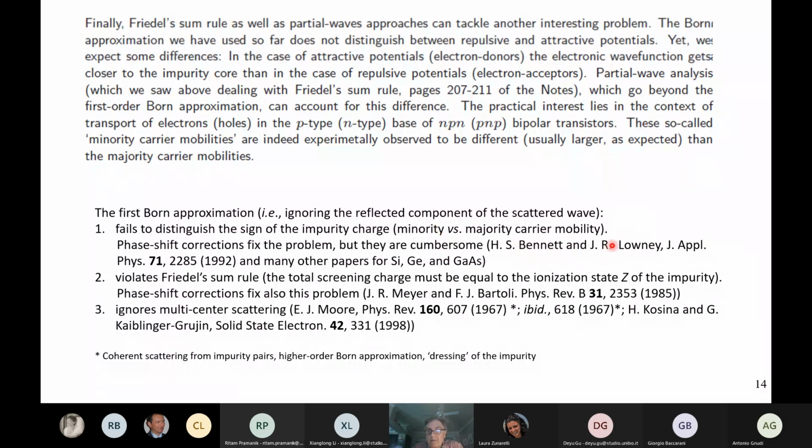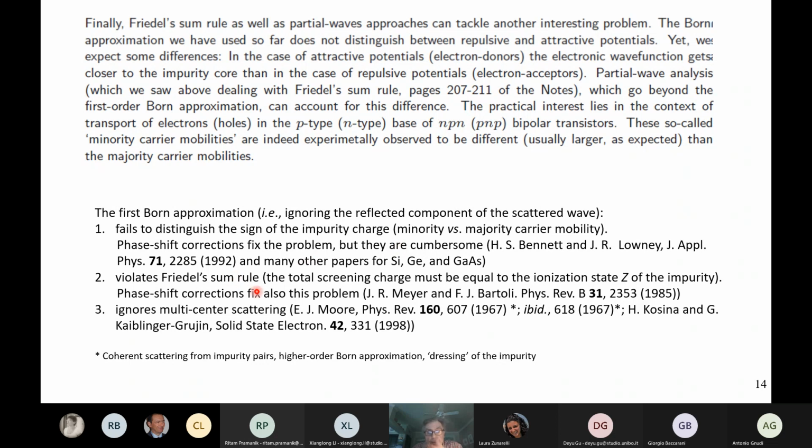Bennett and Loney have, I think, spent their careers working with this. So they went through travels. I don't remember exactly the order of the phase shift they considered, but something like 30, 40. So a tremendous algebraic effort, all done by hand, to calculate these phase shift corrections for silicon, for germanium, for even polar material like gallium arsenide. So I list here one paper, but there's many more about that.